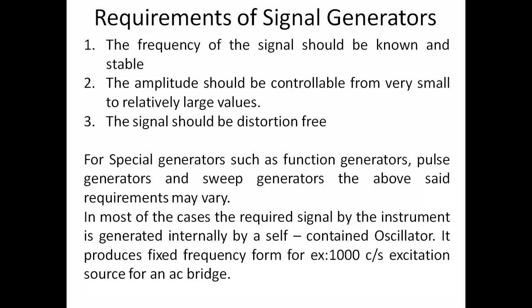Similarly, the amplitude should be controllable, so we can vary the amplitude of the generated output signal. Suppose I want to produce a 1 volt, 20 kilohertz sine wave signal. The generator should be able to vary the amplitude, from very small to very large values, from millivolts up to about 10 volts.